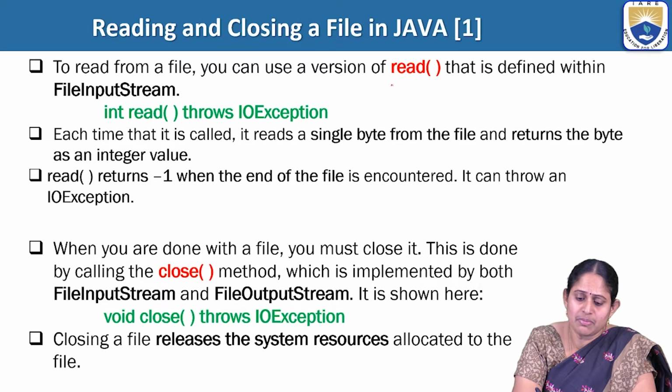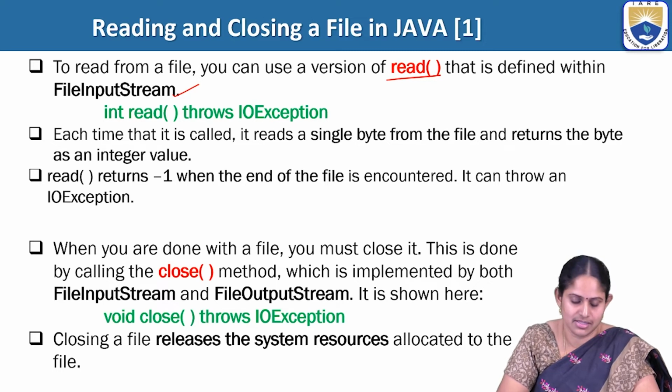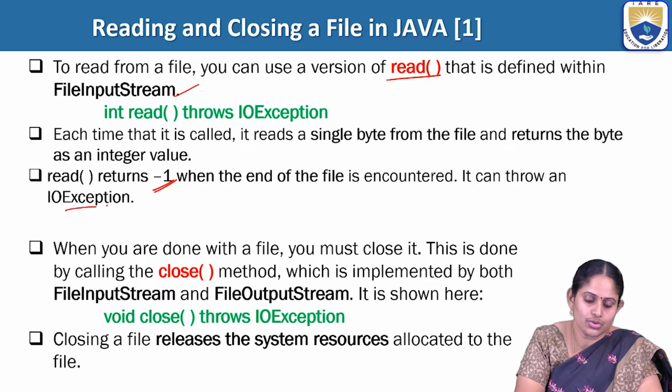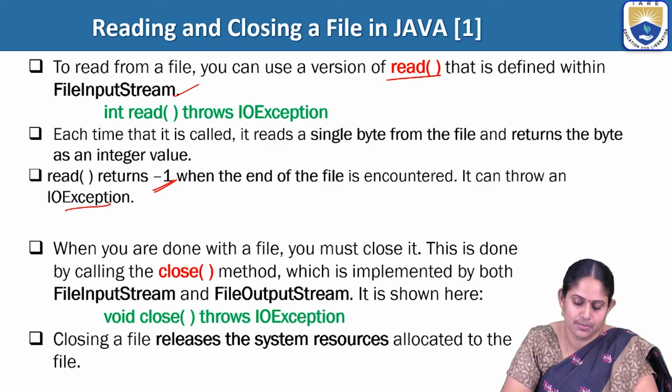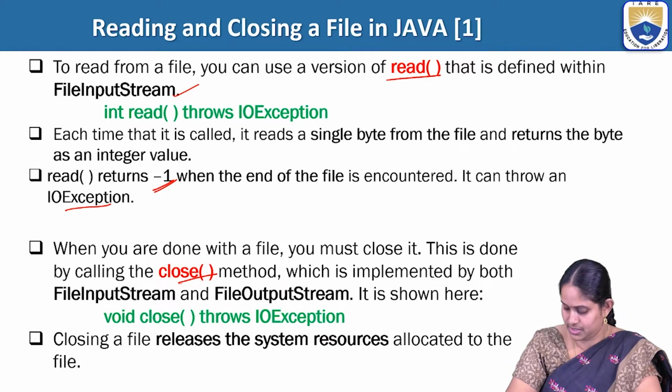Now, the mainly used method to read data is the read method, which is defined within InputStream. This read method reads a single byte from the file and returns the byte as an integer value. That means it will return its ASCII value, and it will return -1 when it reaches the end of the file. It can also throw an IOException, and we also have to make use of the close method so that it can release all the resources which have been allocated to that particular object.